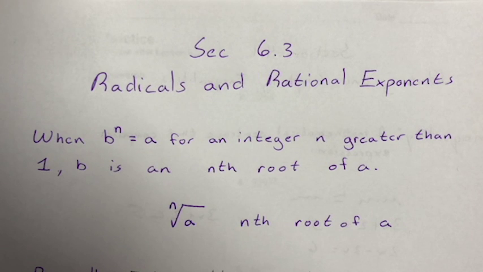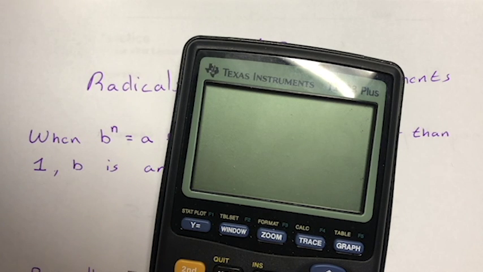Section 6.3, radicals and rational exponents. This is kind of a really weird section because it can be really easy or really hard. The reason for that is one simple word: calculator. If we have a calculator, this section you can blow through with no problem. It's just using your calculator and you're kind of done.